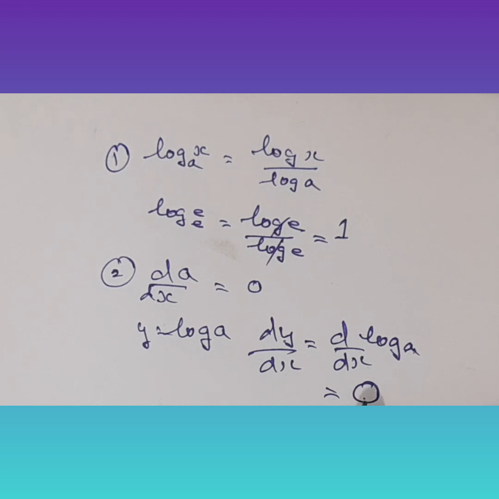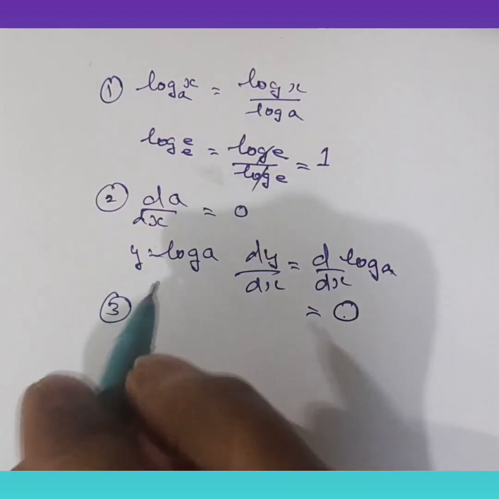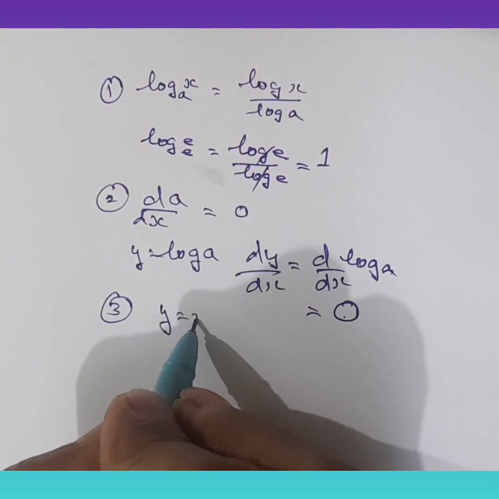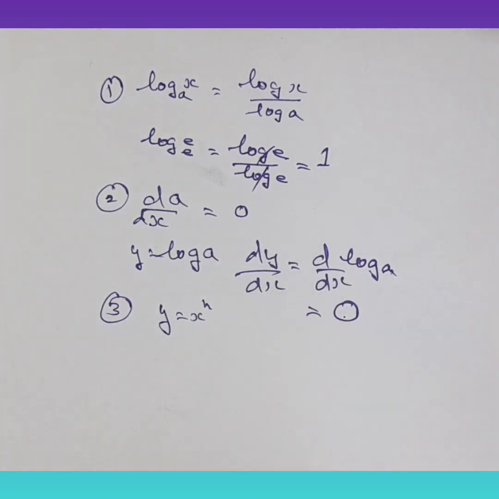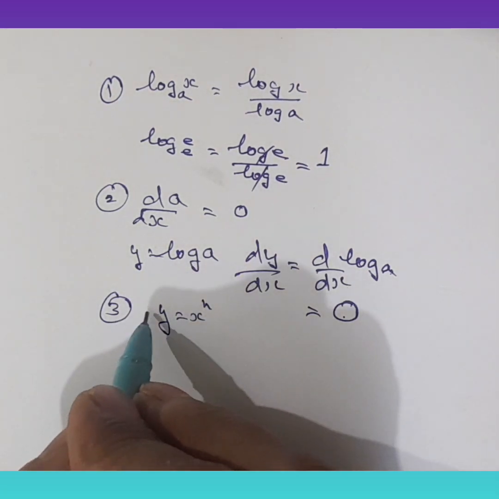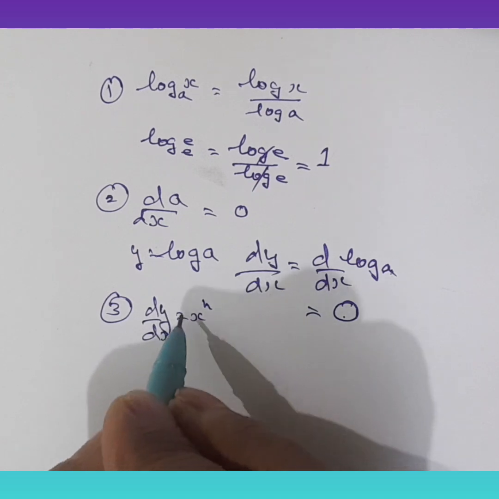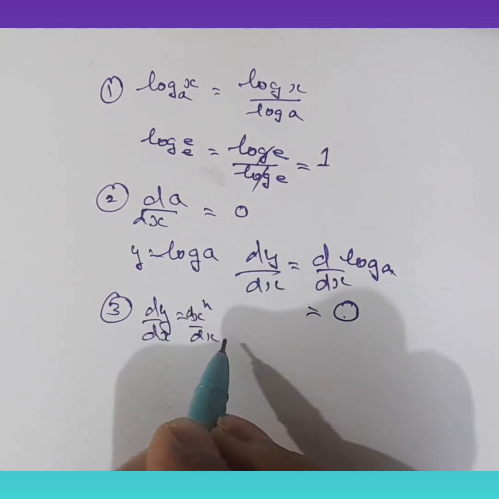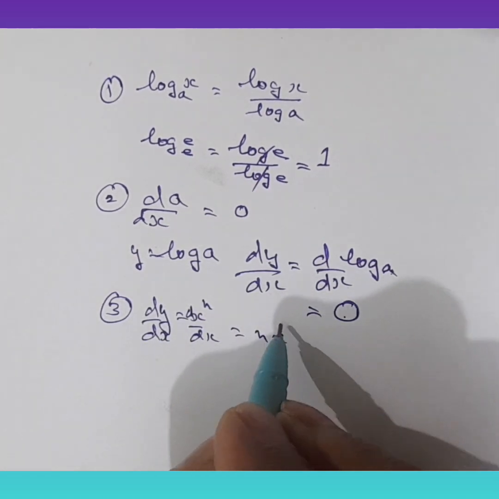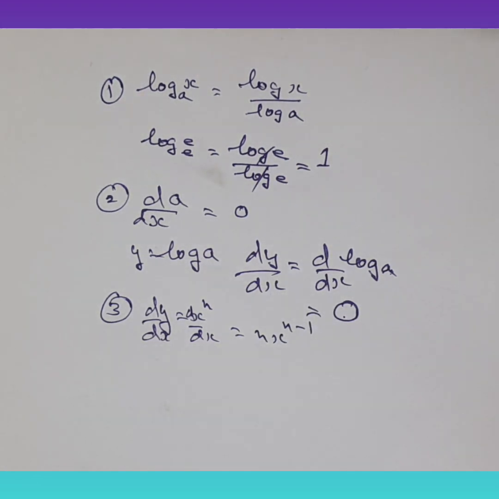Now, the third thing: y is equal to x raised to n is given. Now this is the formula. If I am differentiating it with d by dx, we know the formula is n x raised to n minus 1.